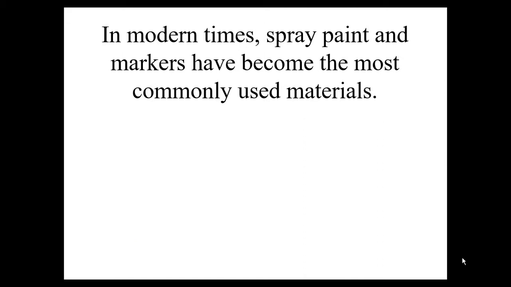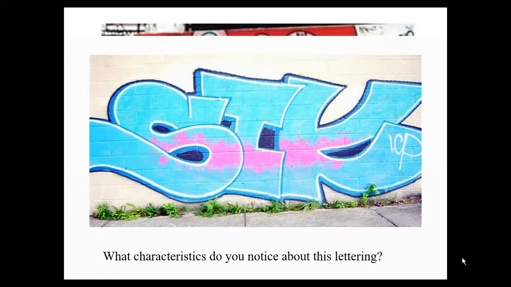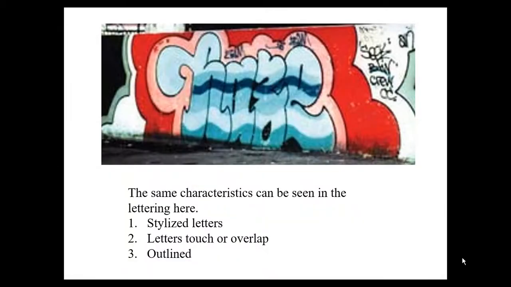In modern times, spray paint and markers have become the most commonly used materials. This is illegal graffiti. It's found on a wall and is not invited by whoever owned that property. However, it does meet our representation of what graffiti is. So, please note the characteristics that you see in the lettering style in this graffiti work. The same characteristics can be seen in the lettering here. You see stylized letters. They are usually touching or overlapping in some way, and they are always outlined.